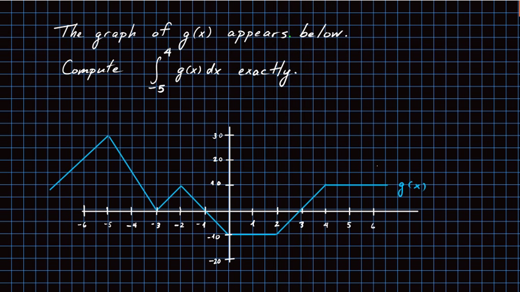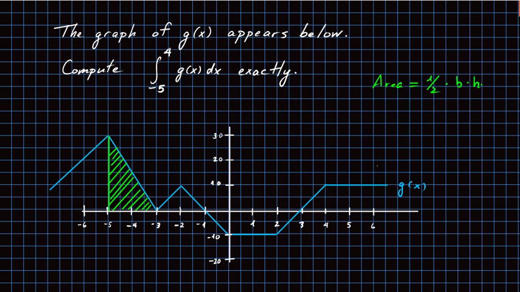For example, if we're trying to figure out the area between the curve and the x-axis between -5 and -3, then it's a triangle. And we know what the area of a triangle is. The area of a triangle is 1/2 base times height.